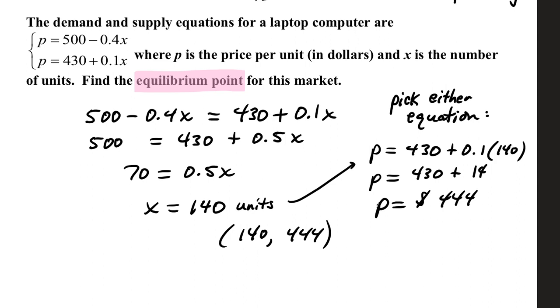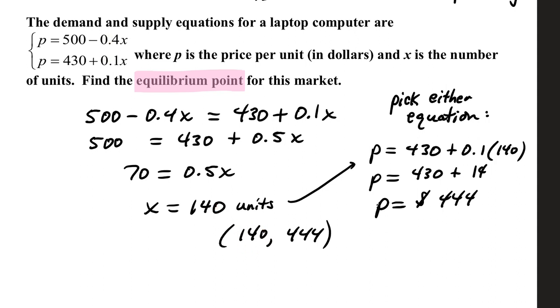Okay. So since both of these are price and unit driven, we can set each one equal to one another because P is equal to both of these. Since P equals P, these other sides have to be equal as well. Set them equal. In class, you guys told me to add 0.4x to both sides first, and then take off 430. So that gets us down to 70 equals 0.5x. Divide by 0.5, we have x equals 140 units.